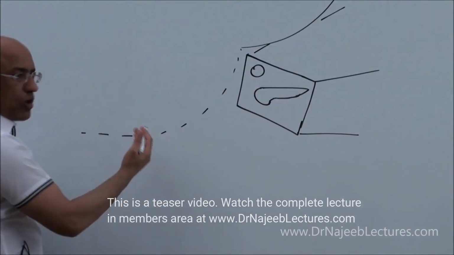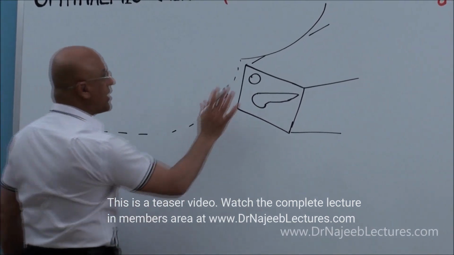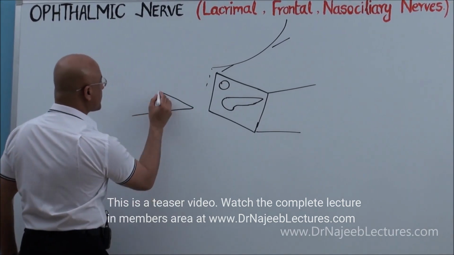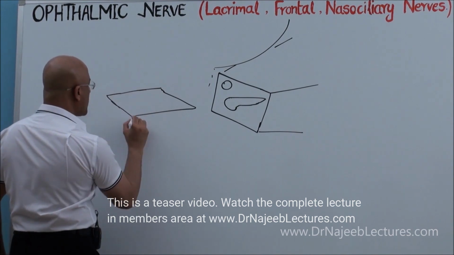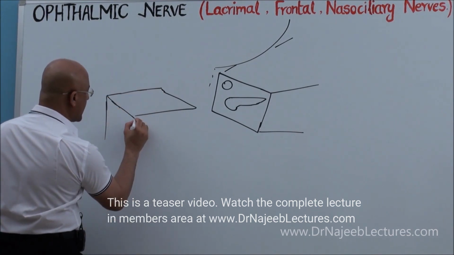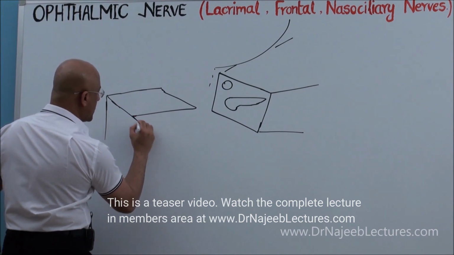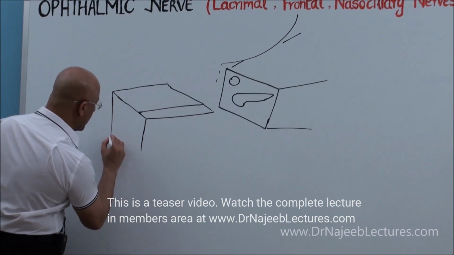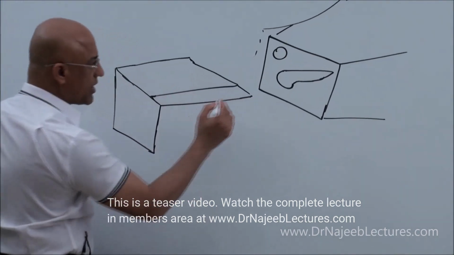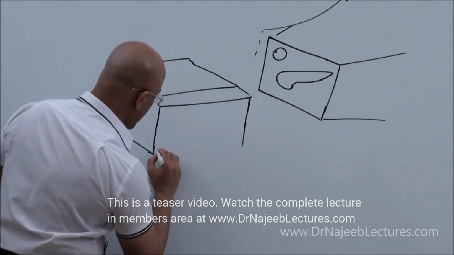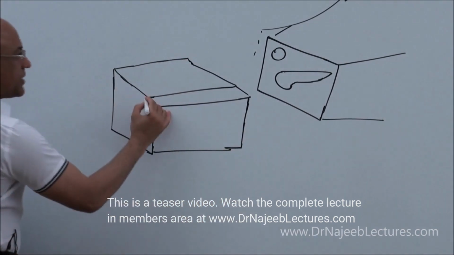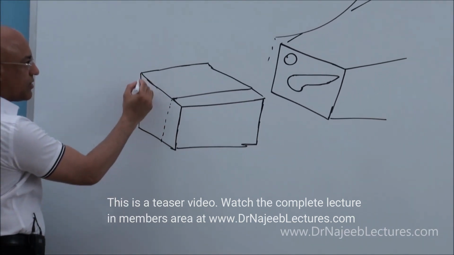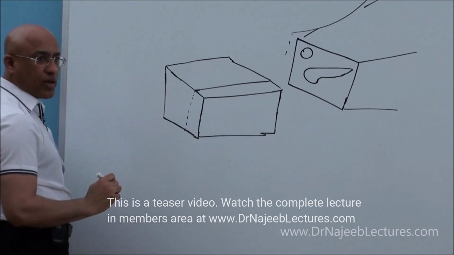Now, posterior to the orbit, there is the cavernous sinus. So let me draw the cavernous sinus over here. Here it is, and there is special focus on its lateral wall. This is the right cavernous sinus. This is its lateral wall. This is the roof of the cavernous sinus. This is its medial wall and floor.